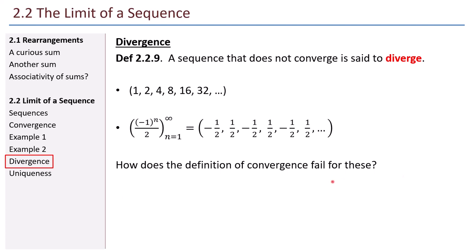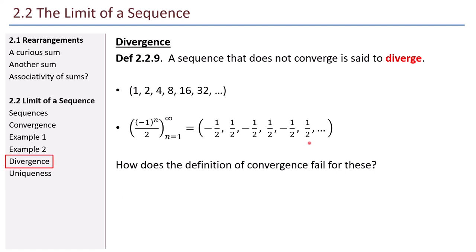Divergence. A sequence that does not converge is said to diverge. And there are 2 ways that a sequence can diverge. In this first example, the terms of the sequence just go higher and higher and higher. They diverge to infinity. In the second sequence, negative 1/2, 1/2, negative 1/2, 1/2, negative 1/2, 1/2, the terms just bounce around. They never actually get arbitrarily close to some number.